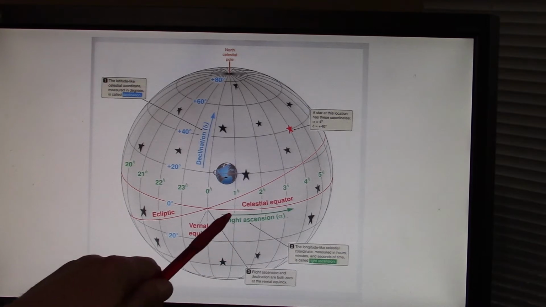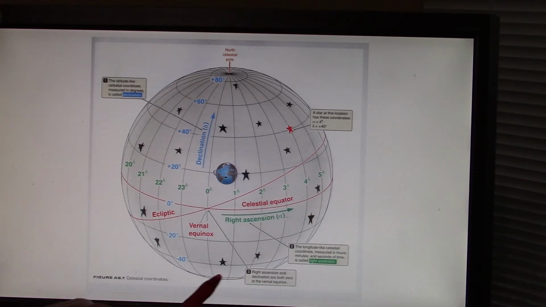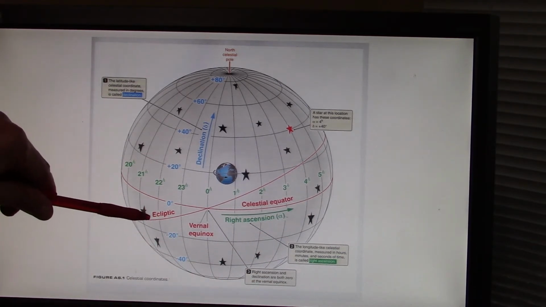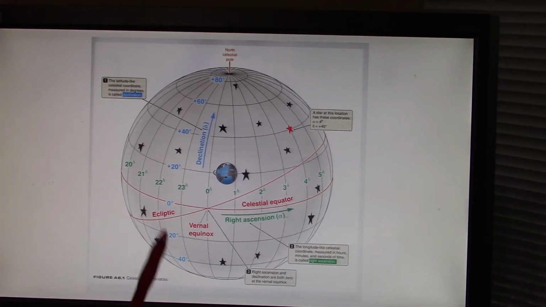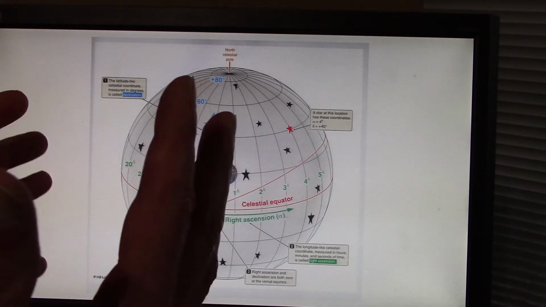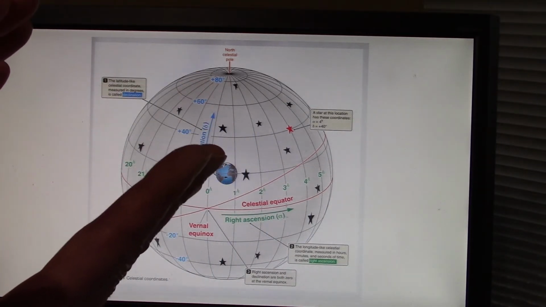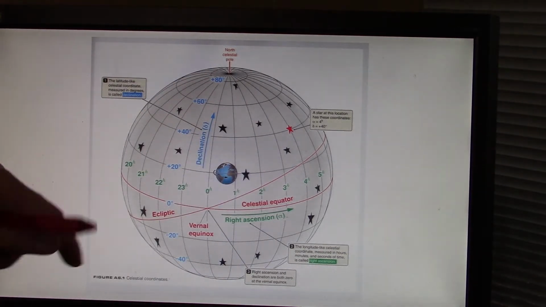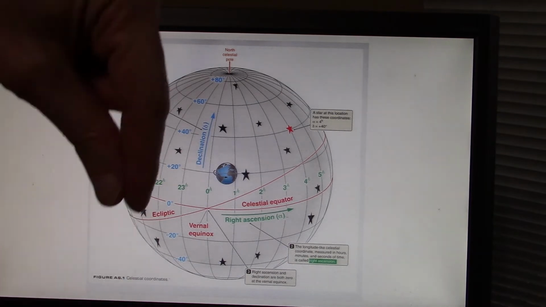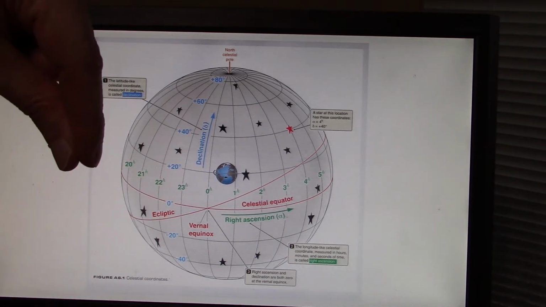So I want you to know the celestial equator. You have to know that term. That's easy. Now here's another term you may not have heard before. It's called the ecliptic. Well, if you find a globe in a store, the globes are always tilted. You're like, why aren't they straight up and down? They're always tilted. That's because Earth orbits the sun.